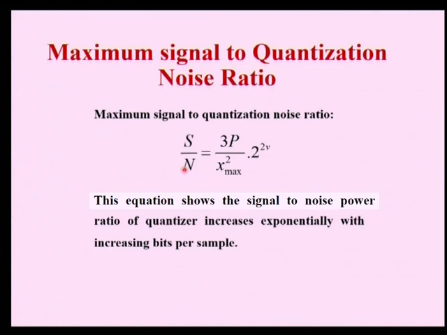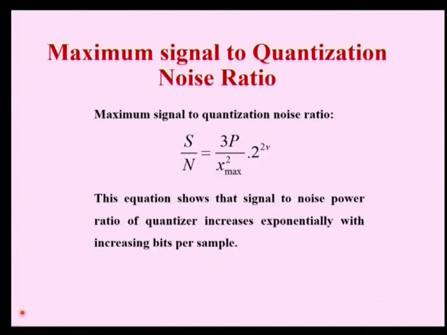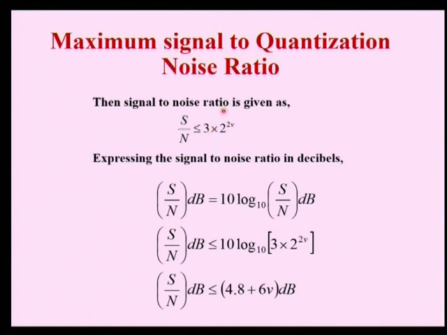So, that SNR increases exponentially. Let us assume that input is normalized, that is x max is 1. If x max is 1, then what happened to this equation? 3p into 2 power 2v, 3p into 2 power p. And if the signal power is also normalized and if we consider it as 1, then the signal to noise ratio is given by 3 into 2 power 2v.